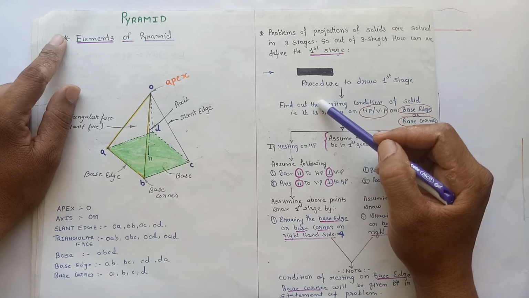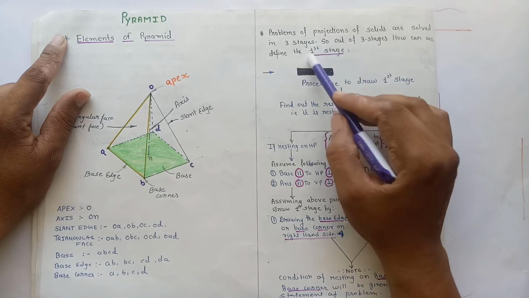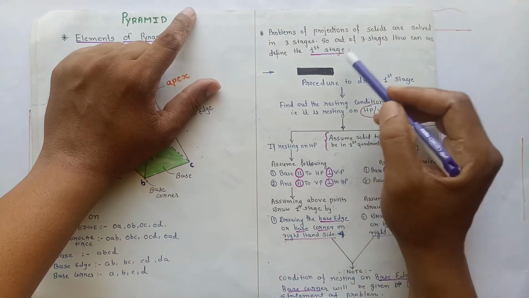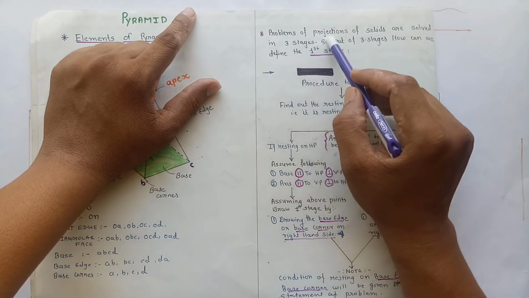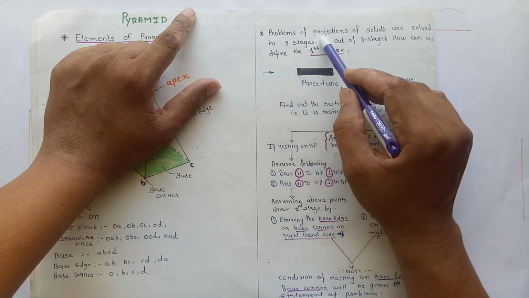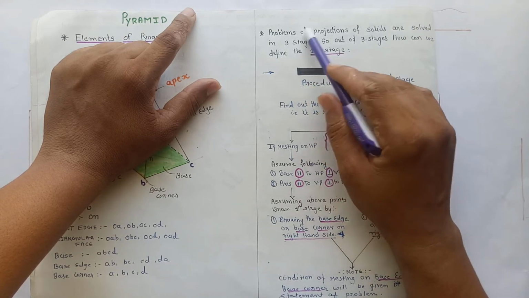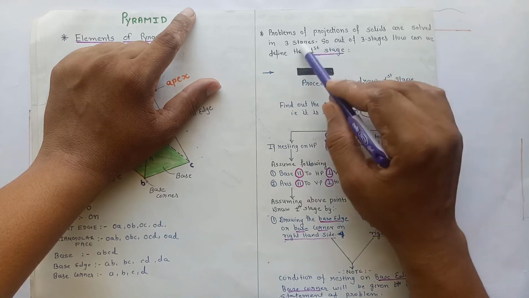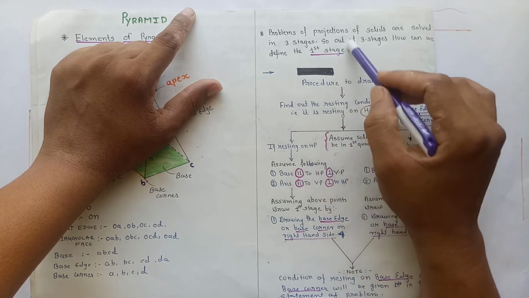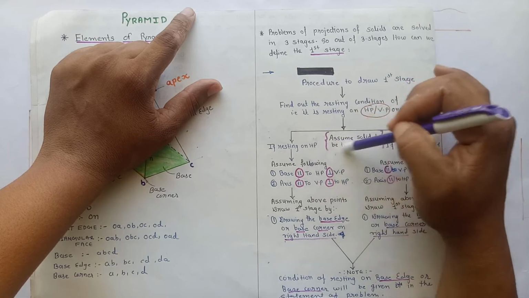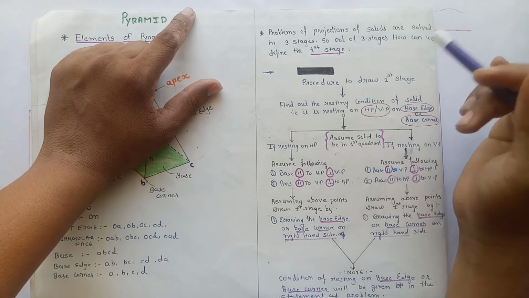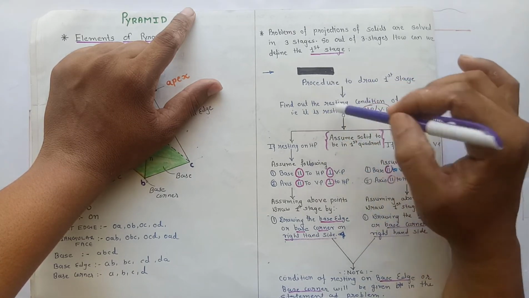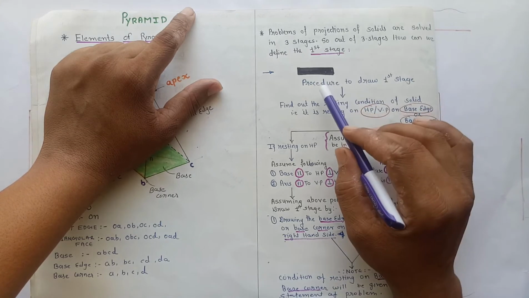Out of these three stages, today we are going to work only on the first stage of the projection of solids. As you have to know, the problems of projection of solids are solved in three stages. So how can we derive the first stage? To derive the first stage, you have to go through this particular procedure. Here is the procedure to draw the first stage.